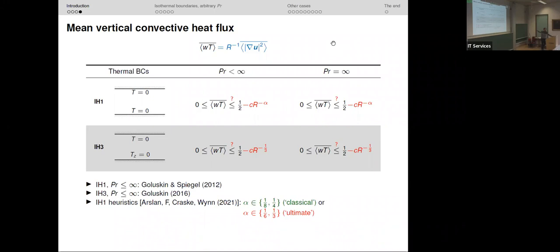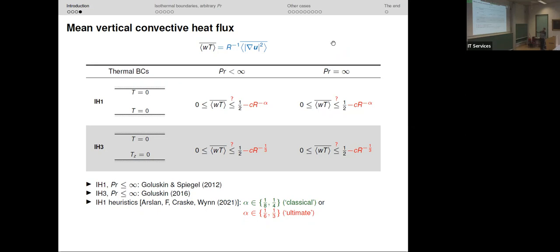And the question is how much of it goes out to the top and how much of it goes out to the bottom. And it turns out that the fraction of heat that escapes through the top is exactly 1/2 plus the average of WT. And the fraction of heat that comes out at the bottom is 1/2 minus the average of WT. So WT in this case effectively quantifies, at least in the first set of boundary conditions, the asymmetry of the heat flux through the boundaries.